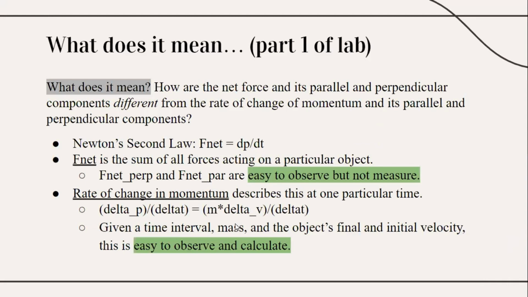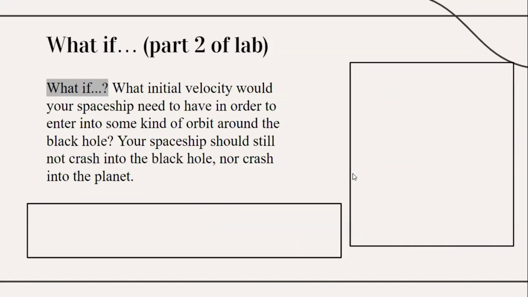Conclusion. What does it mean? F net is the sum of all forces acting on the object. Here, the perpendicular and parallel components are easy to observe with arrows, but not measure. Rate of change in momentum describes this force at one particular instant. Here we can use an interval of time, mass, and change in velocity to easily observe and calculate these components. That is the difference between these two.